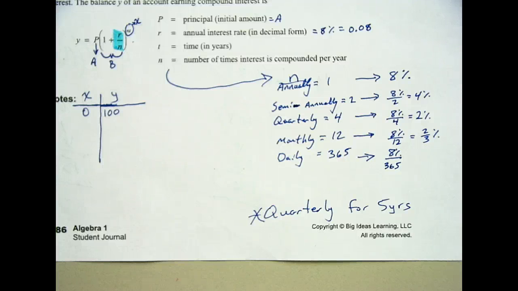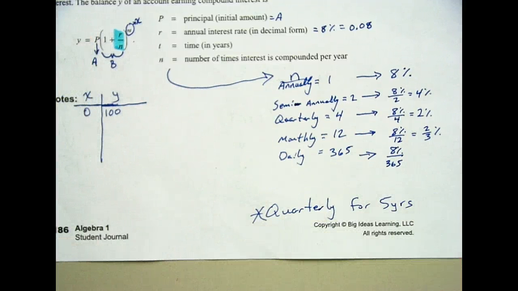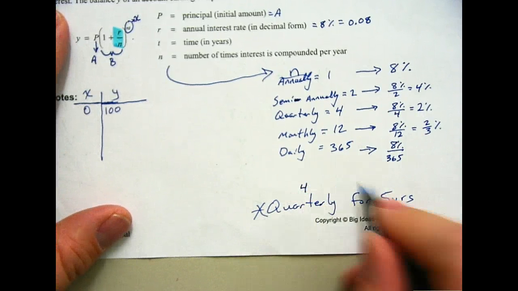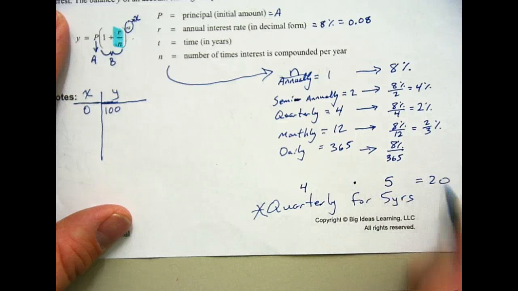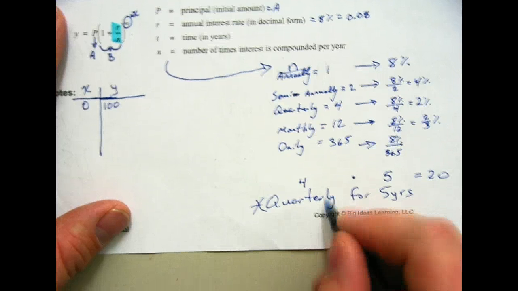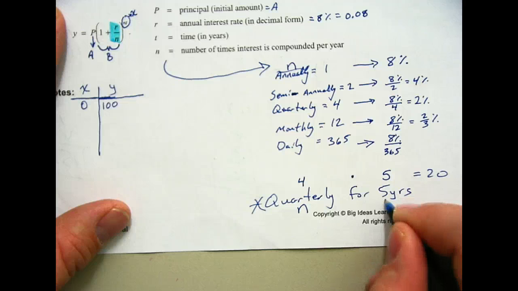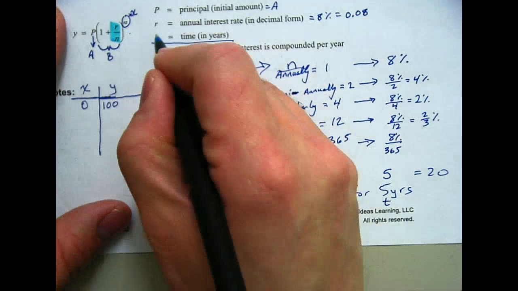20. All right. Yes, it's 20. Why is it 20? Someone explain to me why it's 20. Caden? 4 times the 5 years, since you were doing 4 times quarterly. 4 times 5 is 20. Good. Quarterly is our N. 5 years is our T. So notice here it says time in years. That's this thing right here, NT.